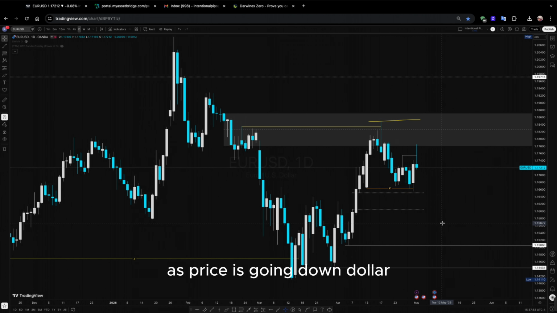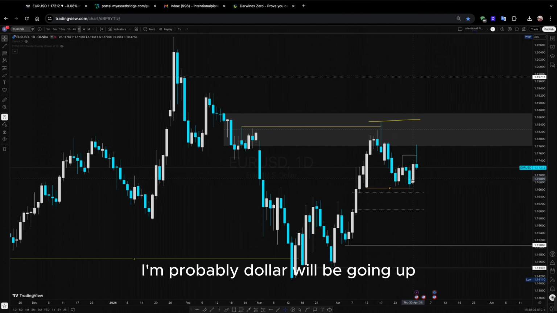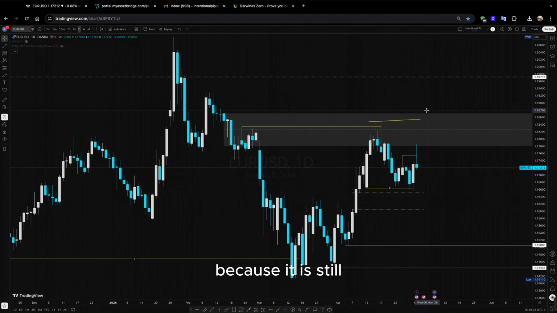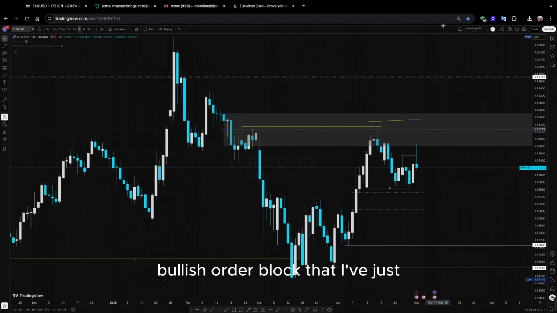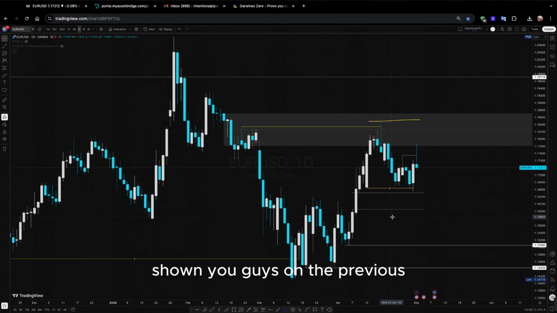As price is going down, dollar will be going up. So I'm probably expecting dollar to go up because it is still being held at the weekly bullish order block that I've just shown you guys on the previous analysis.